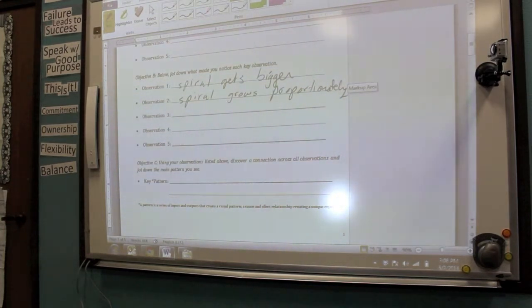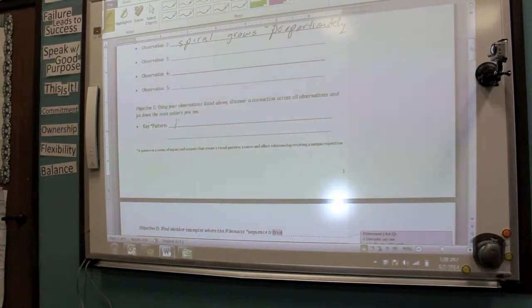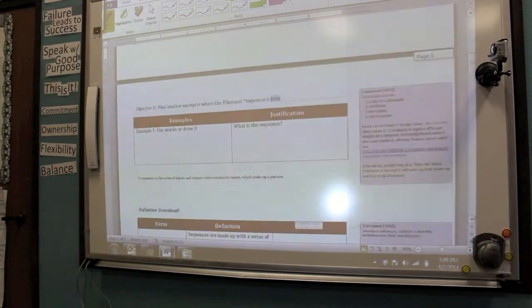The next part will be asking the students for Objective C, which is using your observations listed above, discover a connection across all observations and jot down the main pattern you see. The main pattern which we want the students to actually see is that the number of squares is increasing in a sequence. And so they'll jot that down.